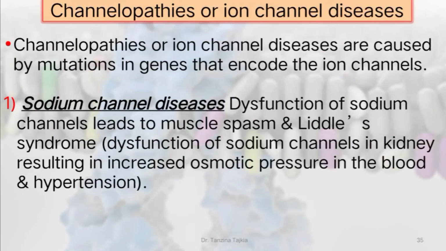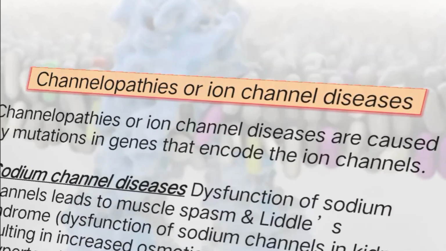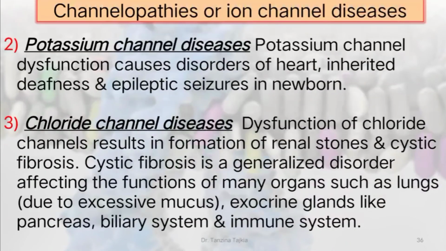There are also ion channel diseases, or channelopathies, which are caused by mutations in genes that encode ion channels. At first, sodium channel disease. Dysfunction of sodium channels leads to muscle spasm and Liddle's syndrome. In Liddle's syndrome, dysfunction of sodium channels in the kidney results in increased osmotic pressure in the blood and hypertension. Potassium channel dysfunction causes disorders of the heart, inherited deafness and epileptic seizures in newborns.